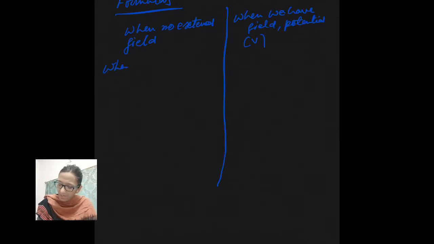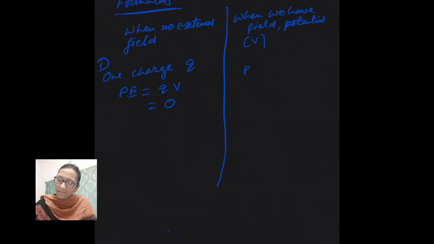With one charge, Q1 or Q, better I should write Q. Potential energy is equal to QV, and since V is equal to 0, the potential energy is 0. But when you have an external field, then you have potential energy. Potential energy is equal to QV.